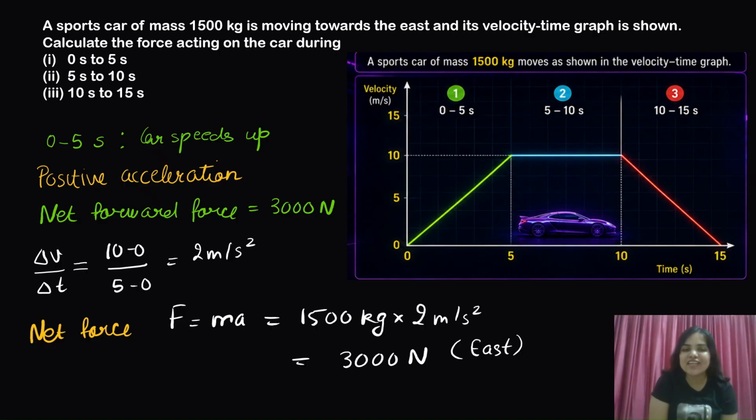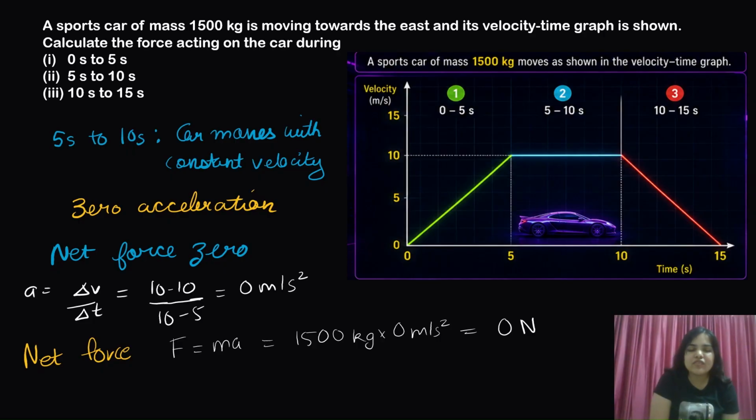And by Newton's second law of motion, we know that F is equal to ma, where m is the mass of the car, that is 1500 kg, into acceleration, that is 2 meter per second square. So net force is 3000 Newton, but in this direction. So first interval में net force है 3000 Newton.